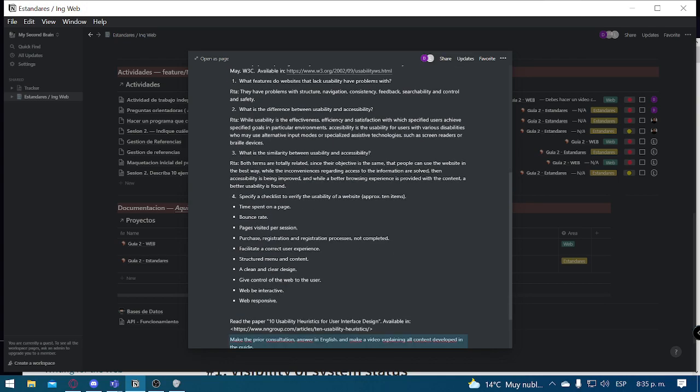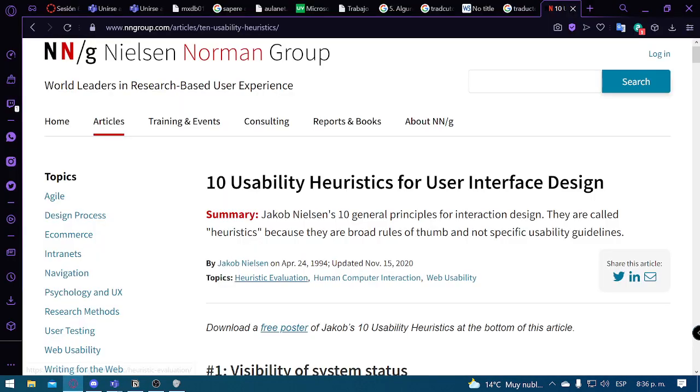And the checklist that we did about usability of a website were: time spent on a page, bounce rate, pages visited per session, purchase, registration, and registration processes not completed, facilitate a correct user experience, a structure, menu and content, a clean and clear design, give control of the web to the user, web be interactive and web responsive.